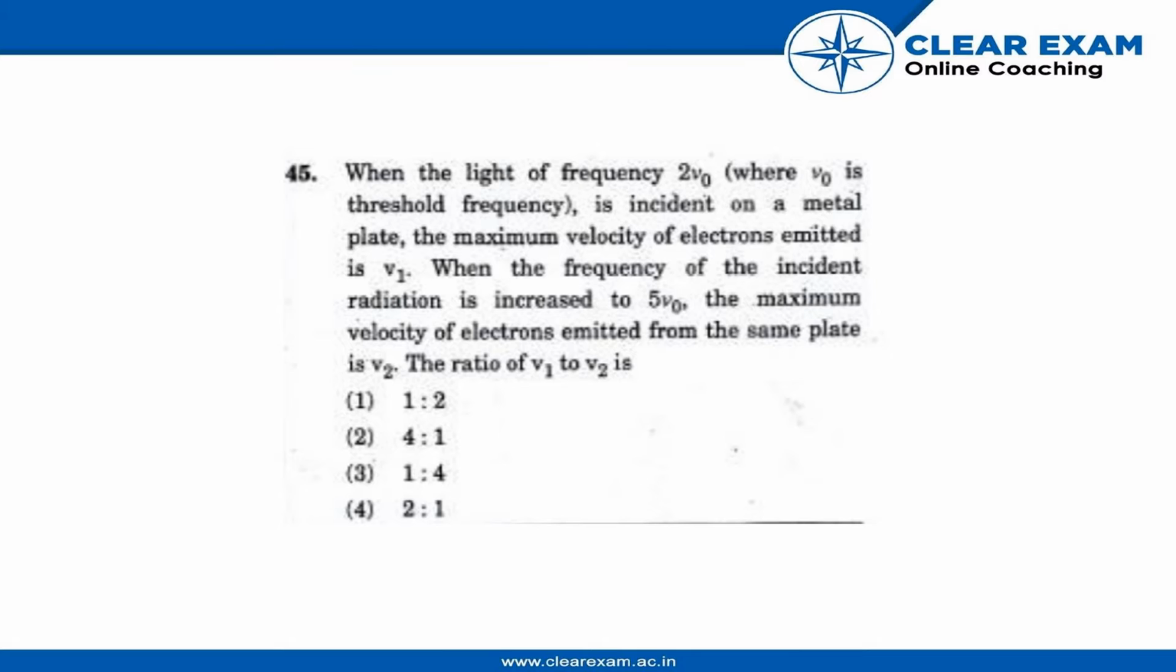So from the photoelectric equation we have hν equals hν0 plus half mv square.